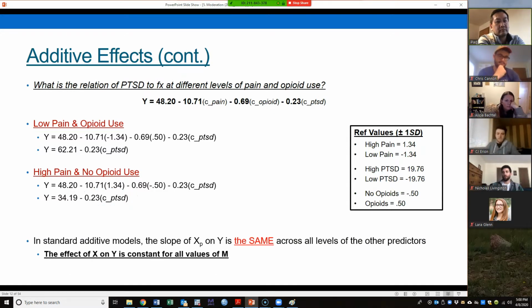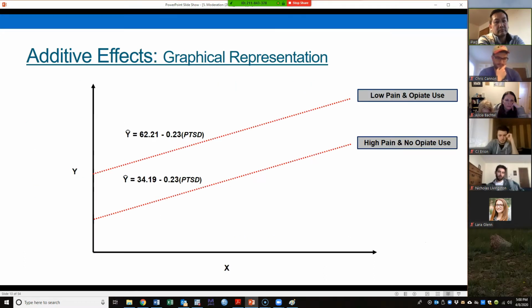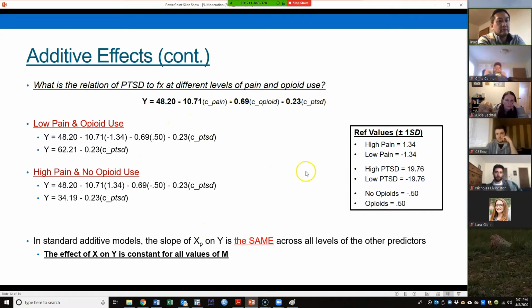And so what ends up happening in my standard additive models, the unique effect of X on Y is going to be the same across all other levels of predictors. The effect of X on Y is constant in my additive model. I haven't modeled a way for pain to functionally impact the relation of PTSD or opiate use or any other such thing when I just have additive functions here. The unique effect of PTSD on role functioning is going to be the same. This coefficient is going to be identical no matter what values I plug in for these other variables. It's always, always, always going to be the same, okay?